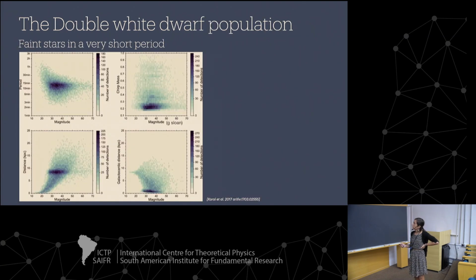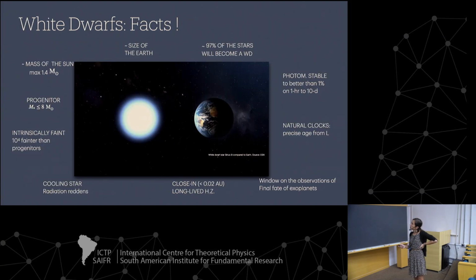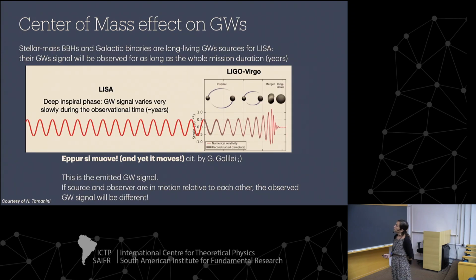Well, I'll carry on with that after. Just to remind you again, the size of a white dwarf, and also the other things that are important: they are low mass stars because their progenitors are less than 8 solar masses. They are faint. They are cooling down, so they start very hot and then they cool down. And then they are photometrically stable, and they are natural clocks. The most important thing is that we have many of them because 90% of the stars will become white dwarfs.